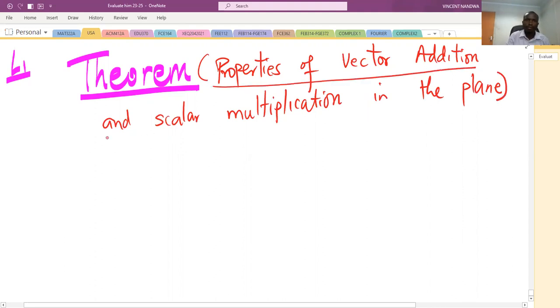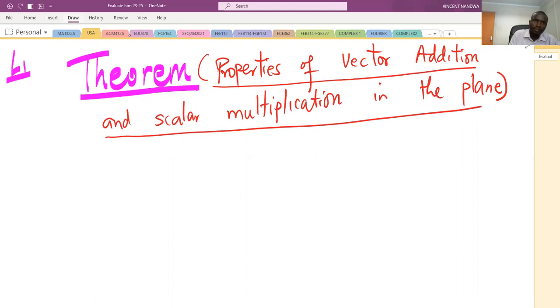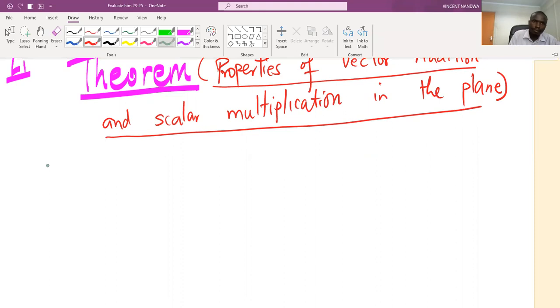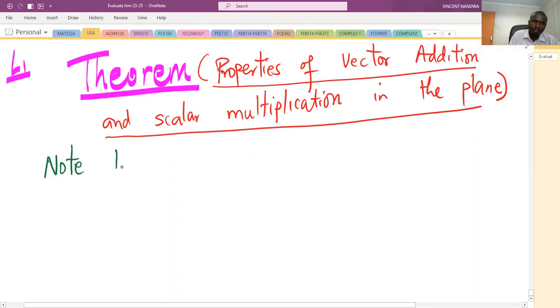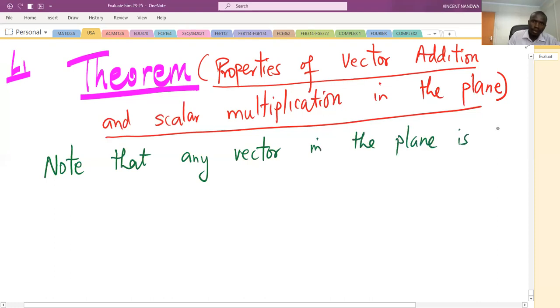So this is what you want to give. So first, know that any vector in the plane is of the form V is given by V1, V2.